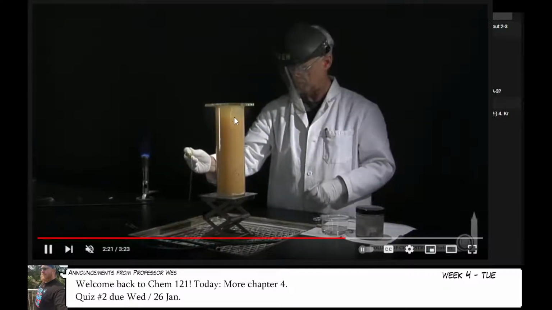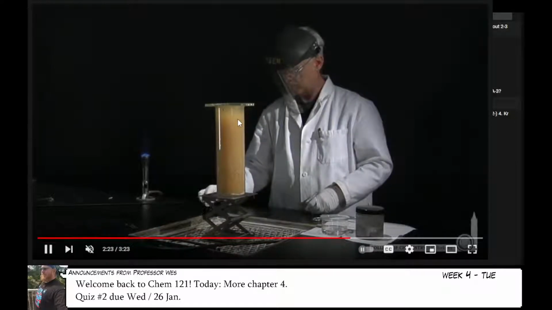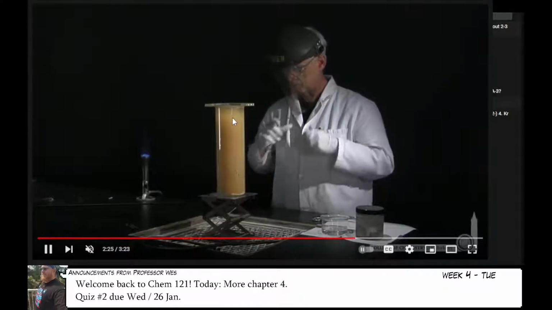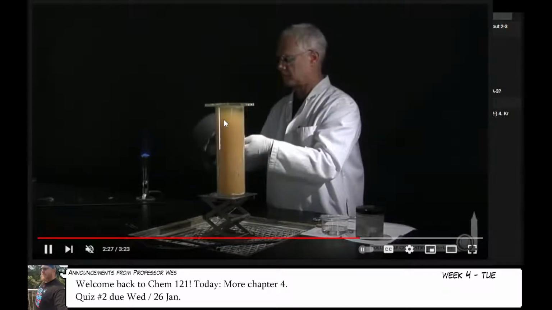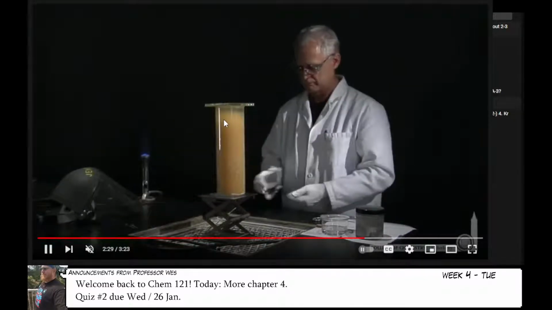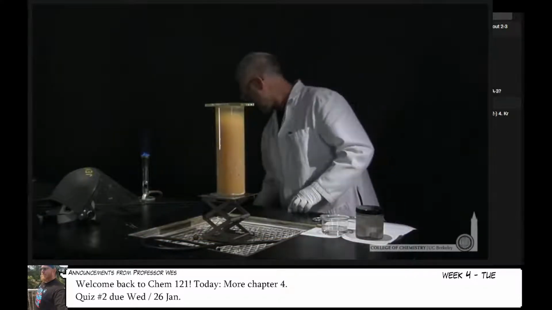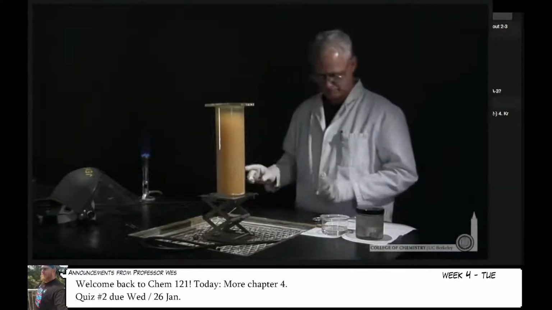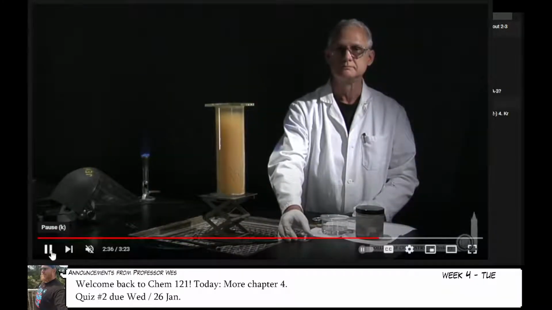But what it will do over time is it will begin to cool down, and the ions that have been made will then collect together. And when they have done so, they will form this.